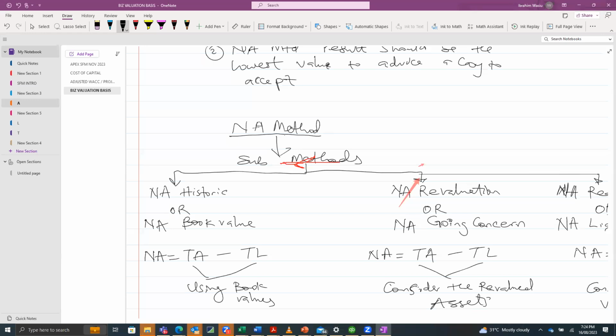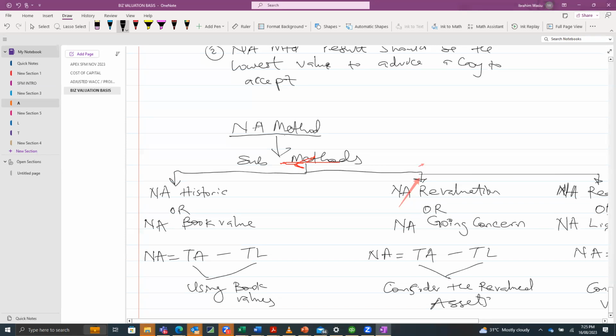When you get to the second sub-method, net asset revaluation or going concern, you check your financial statement, but in addition to that, you now consider any asset that you have been told has been revalued. You bring in the revaluation amount, even according to your CR or FR, I think IAS 16, PPE, right?